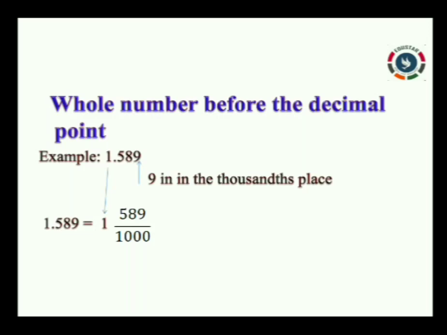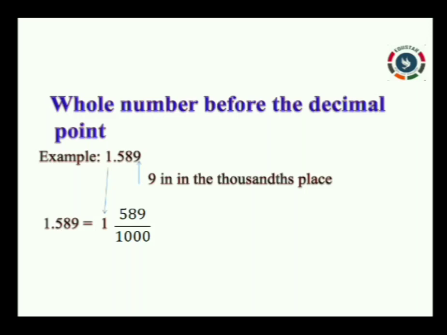Next one, if you have a whole number before the decimal point, then how will you convert this decimal into a fraction? It's the same as the previous examples. Keep the whole part as such, then you have to check the decimal part. In the decimal part, check the last digit. Here 9 is your last digit. 9 is in your place value table, right? It's in the thousandths place. So 1000 is your denominator.